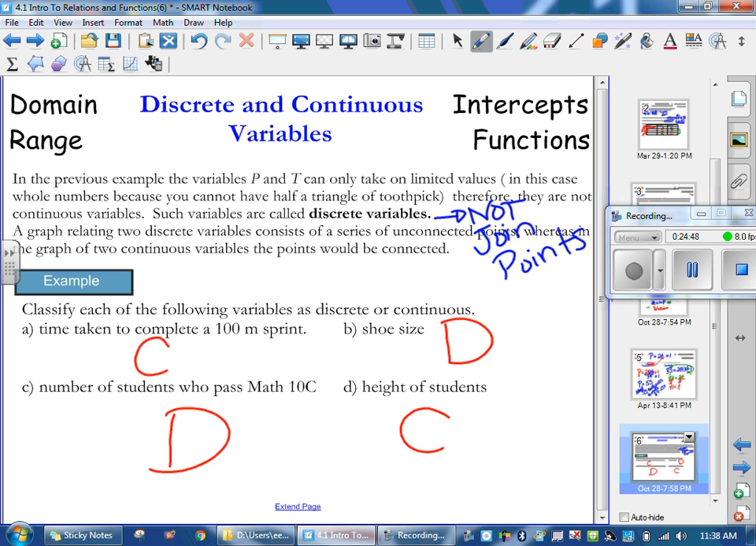Any confusion on lesson 1? Okay, this concludes lesson 1.